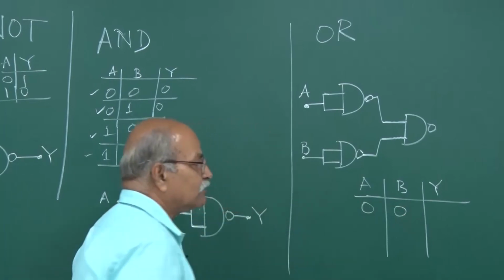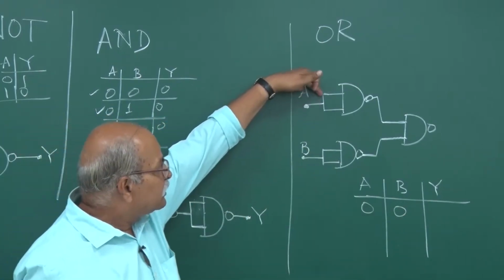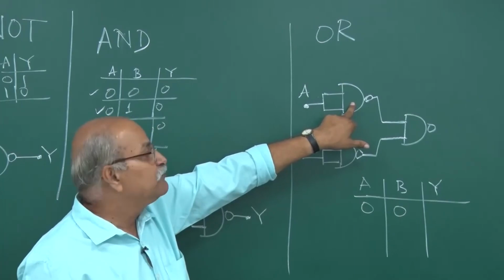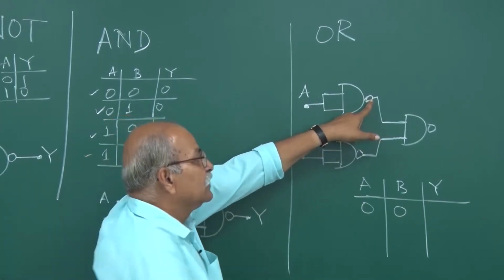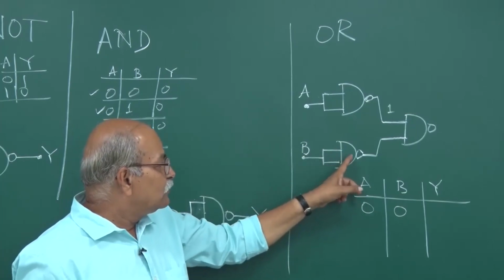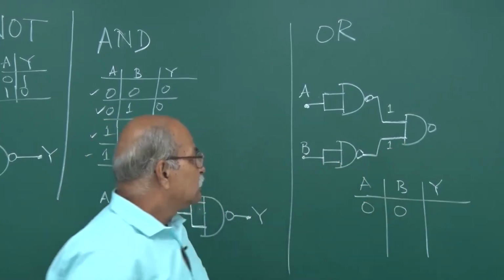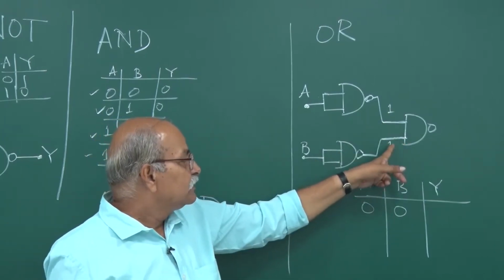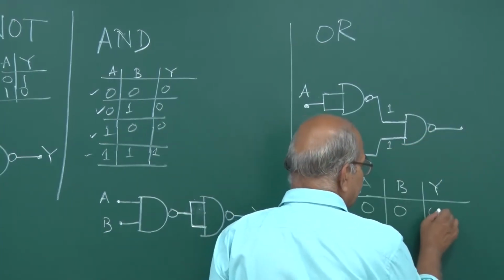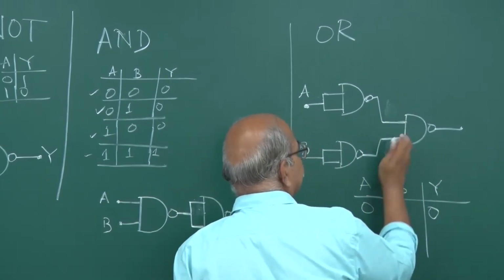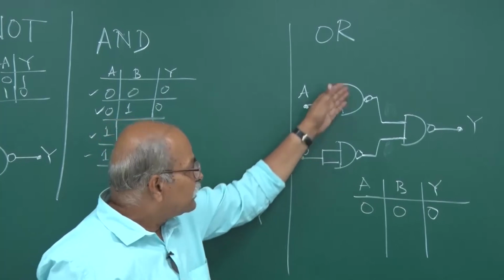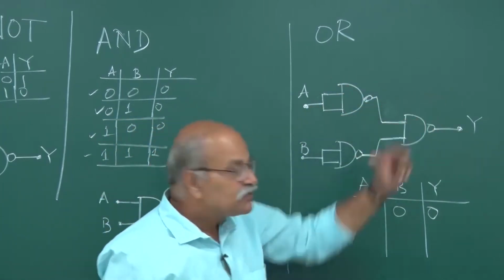First, A and B are both 0. A is 0. So this input is 0. This input is 0. 0 and 0 and will give me 0. Not of that will give me 1. So here it is 1. And similarly, this is 0. So 0, 0 will give me 0. Not of that will give me 1. So 1 here and 1 here. This will give me 1 and not of that will give me 0. So this will become 0. Okay? So this becomes 0. This is our Y. Final Y is here. So 0 here, 0 here, and then I saw that it is 1 here, and then it becomes 0 here.